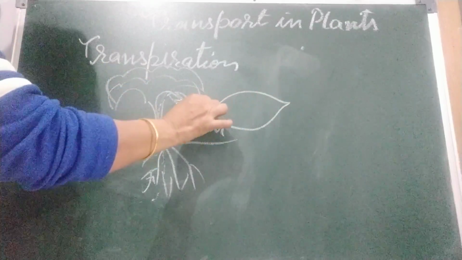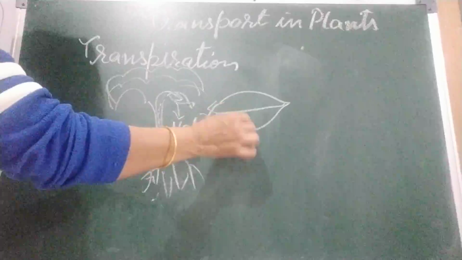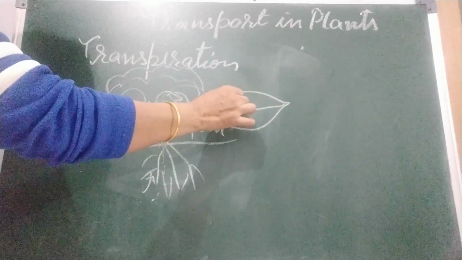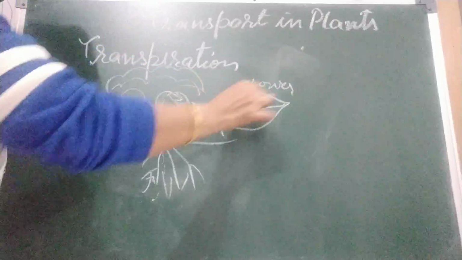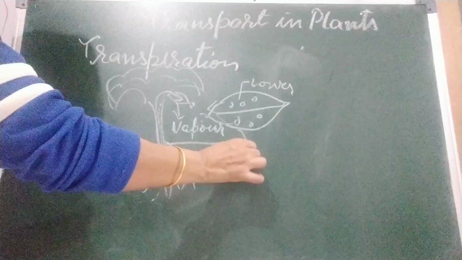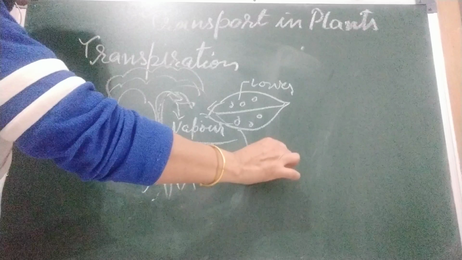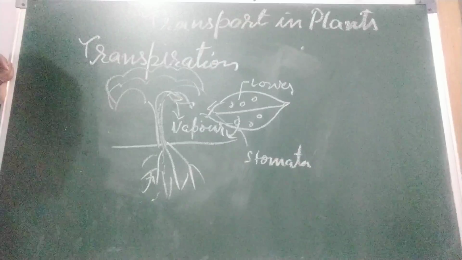Children, on the lower side of the leaves, as I told you, there are tiny holes. These holes are called stomata. So this water vapor moves out through the stomata.